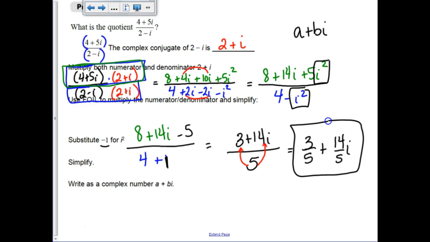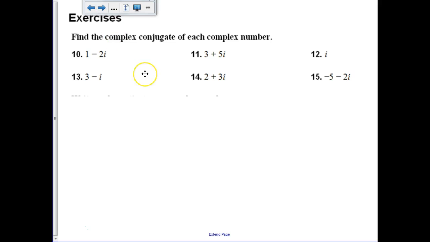Yes! Let's talk about just identifying conjugates. Complex conjugates. Anyone think for number 10 they can tell me what the complex conjugate is for 1 minus 2i? 1 plus 2i, good. How about number 11? What's the complex conjugate for 3 plus 5i? 3 minus 5i? And this one's a little tricky. Do you know what we could use as a conjugate for I? Most kids say negative I. Turns out you could just use I. You don't have to worry about negating it because there's no real part, so you don't have to cancel anything out.